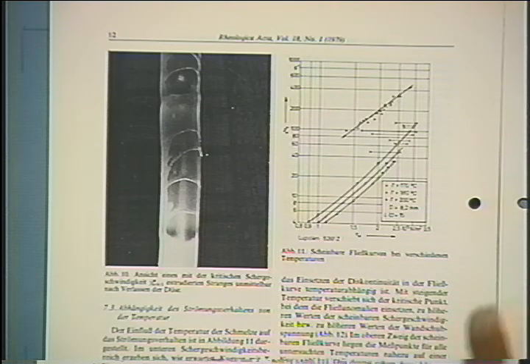The plastic milk bottle, which you all know you can buy in the supermarket, is produced at a rate as high as possible, and it's operated at this unstable condition. So the surface is not too bad.